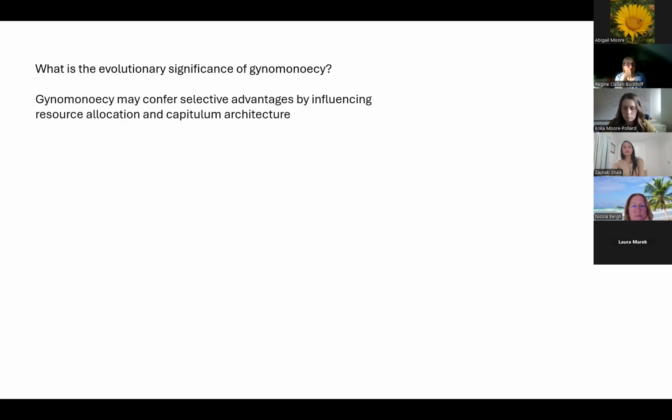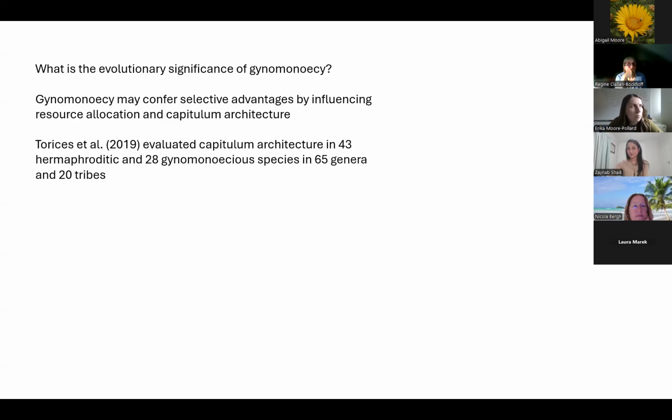So another way to look at this is that gynomonoecy may confer selective advantages instead by influencing resource allocation at the level of the capitulum and by influencing capitulum architecture. So this is not novel. This is work that was published originally by Ruben Torres and colleagues in 2019.